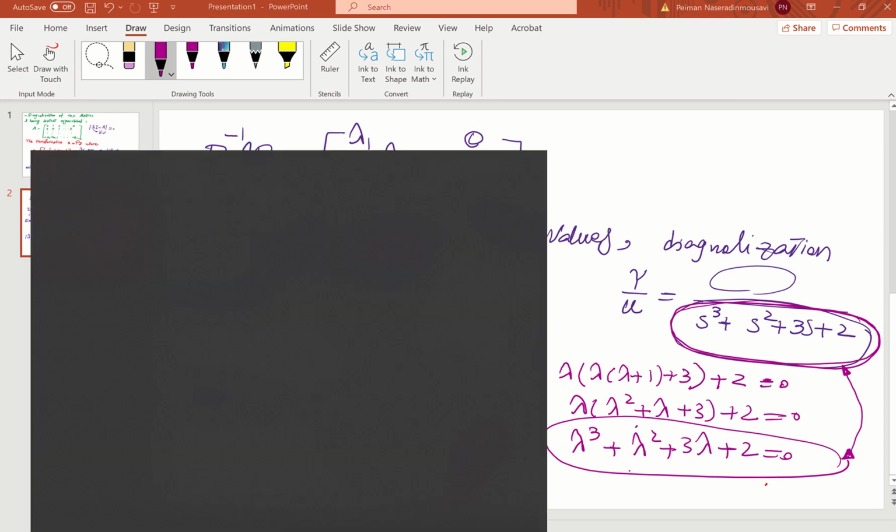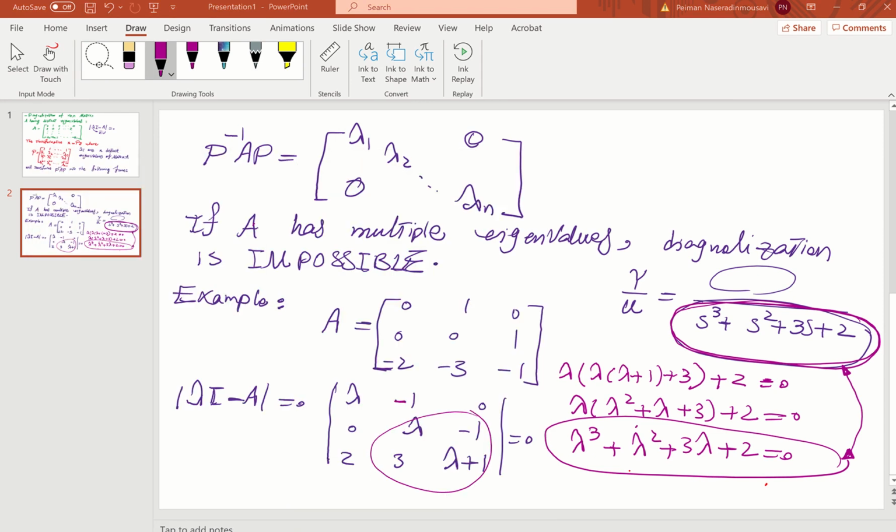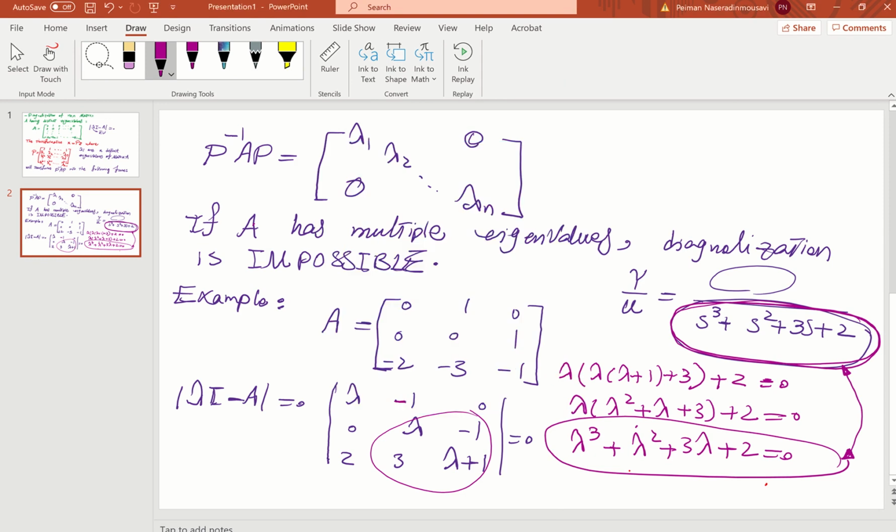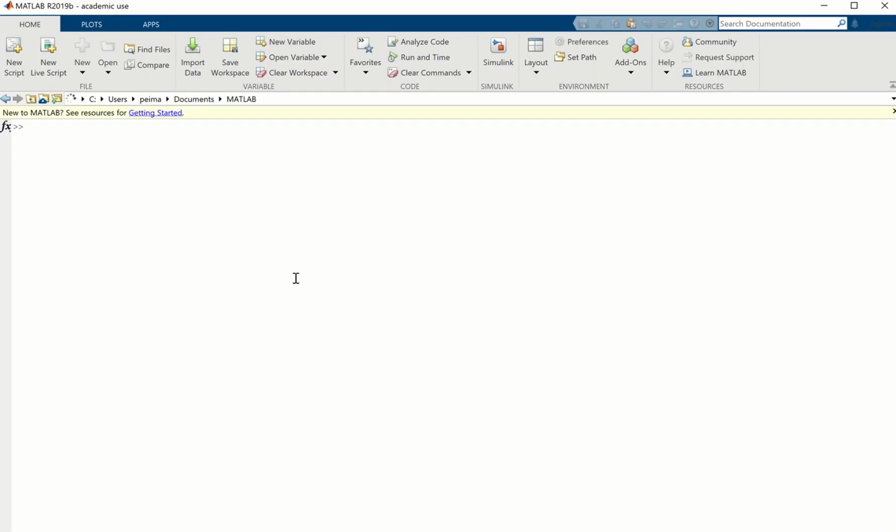Here you have to know MATLAB, guys, as I taught you. Okay, as MATLAB comes up, there's a glitch here, hold on. Okay, so how do we do that? It's very easy.